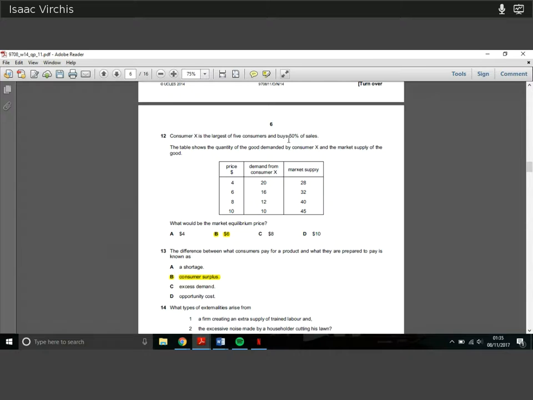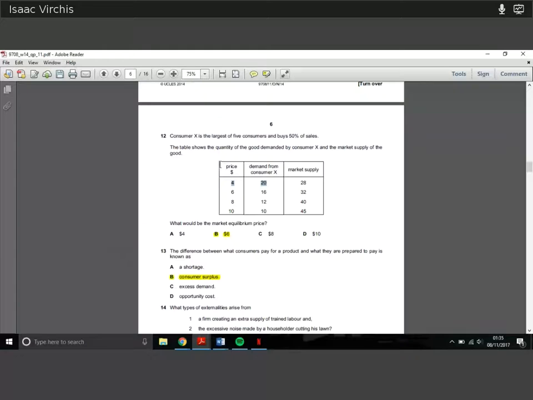Bear in mind this 50% of sales is going to be crucial. It means that consumer X represents half the market. Table showing the quantity of good demand from consumer X. We know that because consumer X represents 50% of sales, the overall demand of the market is going to be double whatever consumer X is demanding. So here, although consumer X is demanding 20, we know that overall the market is demanding 40.